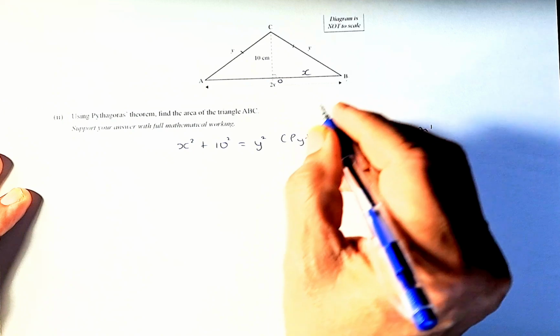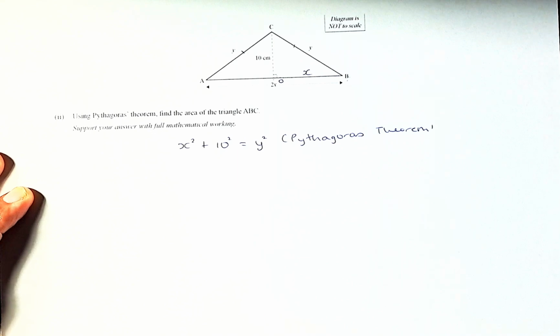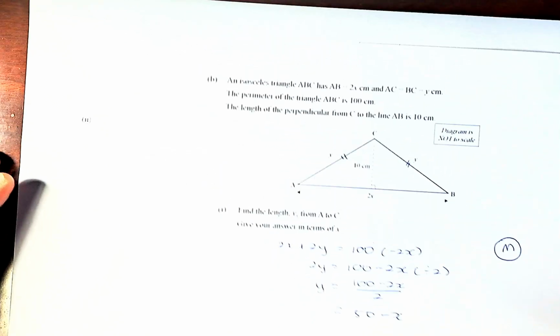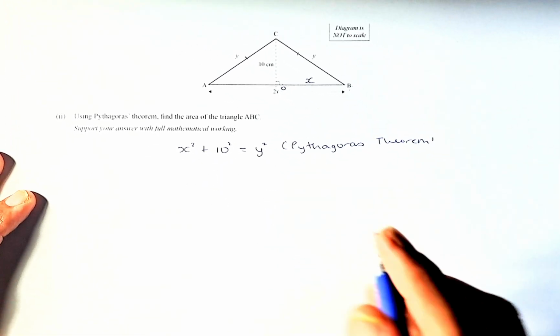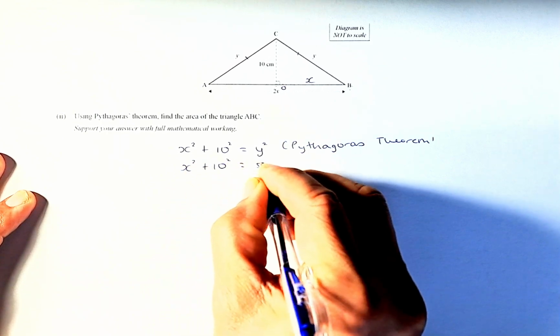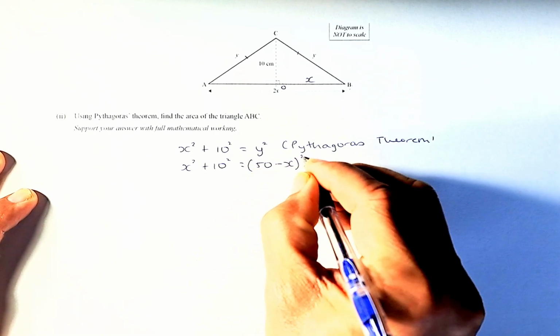So y we found earlier in the previous video. I repeat again, y equals 50 minus x. We're going to use that in today's equation. So now we are going to replace y with 50 minus x, and then we need to square it because it's y squared.